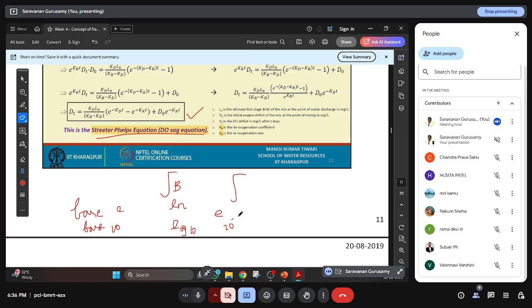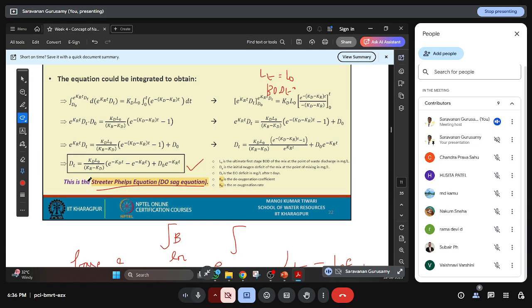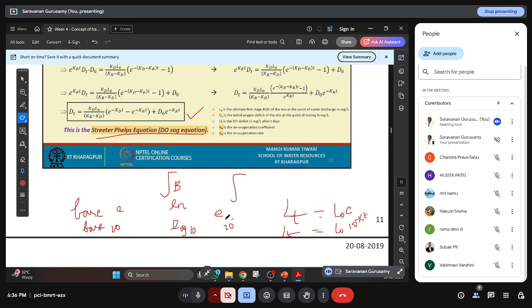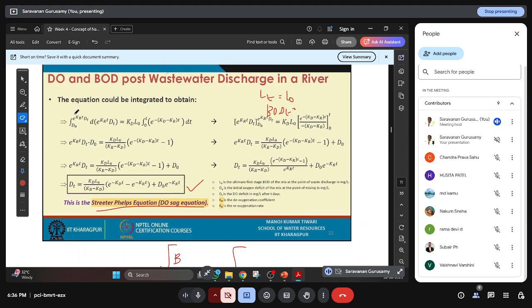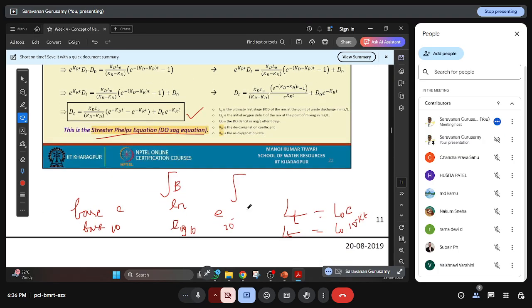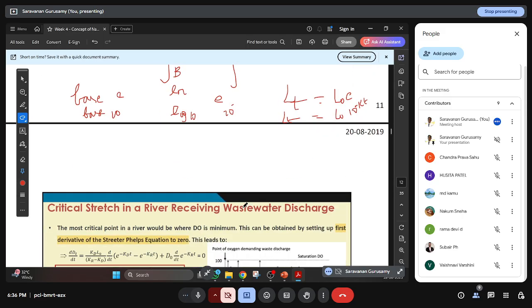We are going to solve one question based on this. If they say the integration is done based on base e, then you take the formula Lt equals L0 into e power minus kt. If they have given base 10, then Lt equals L0 into 10 power minus kt. That will be given in the question. How you derived the equation will give you the answer. I have used e here; if you use 10, you will get 10. That's the integration part.